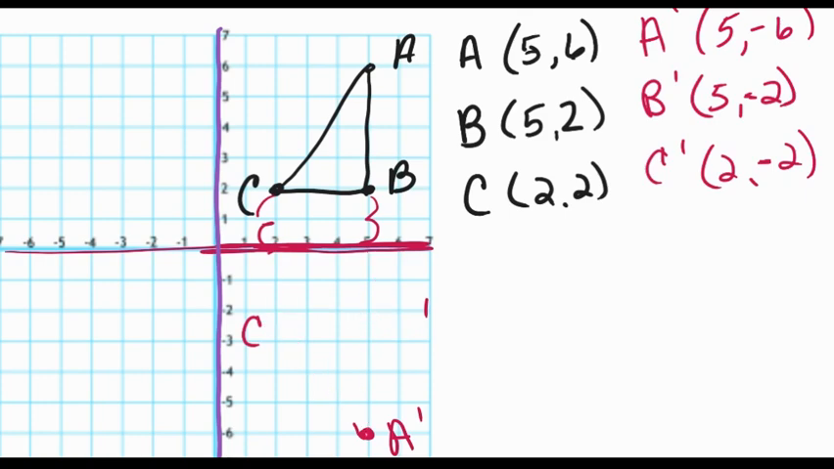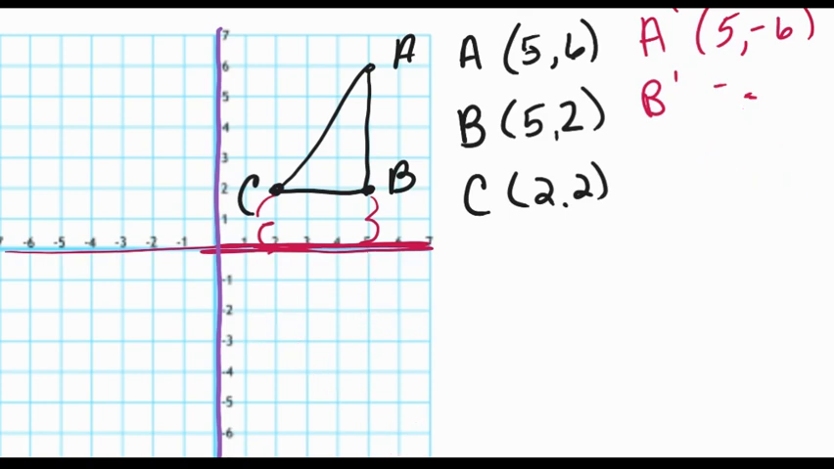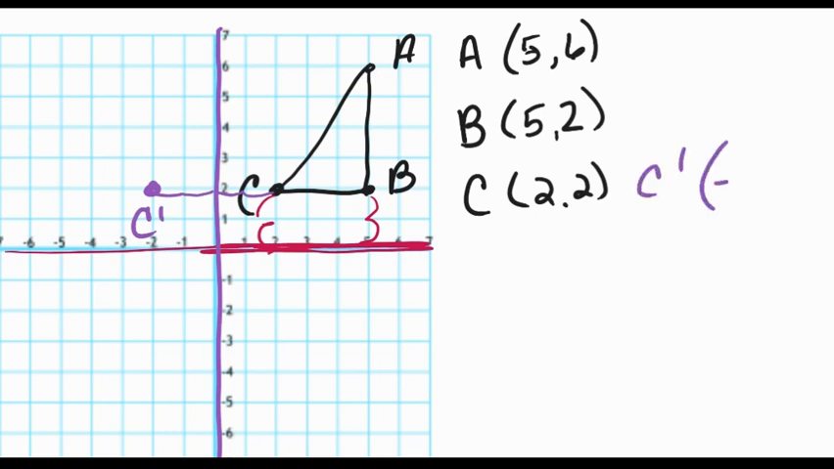So let's get rid of this here. Okay, so now the line of reflection is the y-axis. So notice C is 2 away. So I want it to be 2 away on this side. That's going to be C prime. And so when I put the points, the coordinate pair here, it looks like this. And then B is 5 away. So I want it 5 away on this side. So it looks like this. This would be B prime.